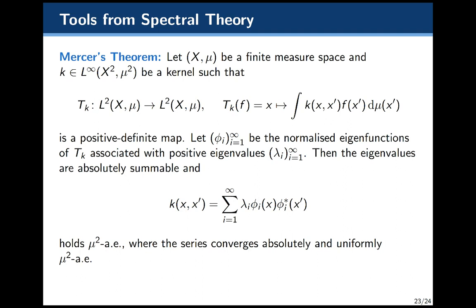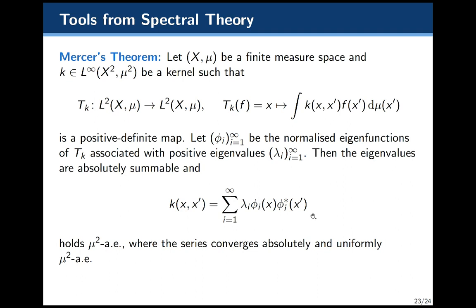So Mercer's theorem basically says if we have a kernel that defines a positive definite map, then if we look at its normalized eigenfunctions and associated eigenvalues, we can decompose our kernel as an infinite sum of these eigenfunctions and eigenvalues. And why this is important to us is we can basically view these kernels as maps from our data to some feature space. And we're defining the kernel or the covariance of our function as an inner product in this feature space, the infinite sum of these inner products.